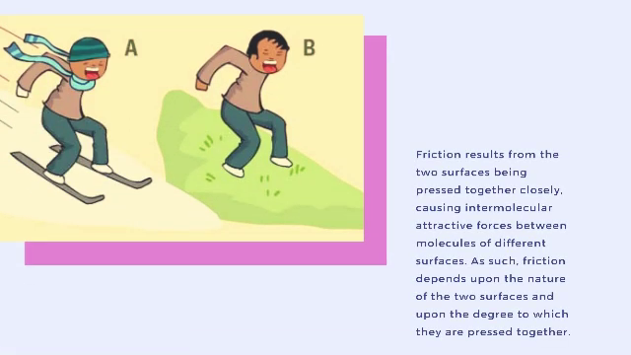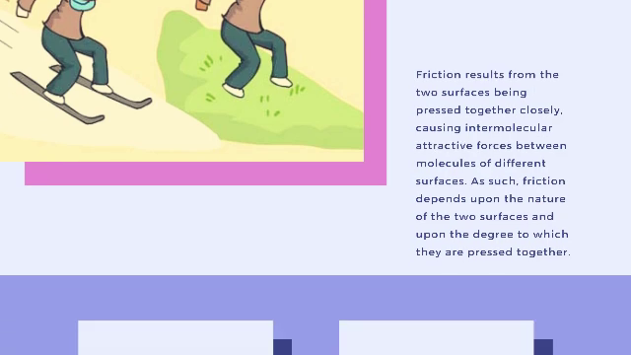Friction results from the two surfaces being pressed together closely, causing intermolecular attractive forces between molecules of different surfaces. As such, friction depends upon the nature of the two surfaces and upon the degree to which they are pressed together.